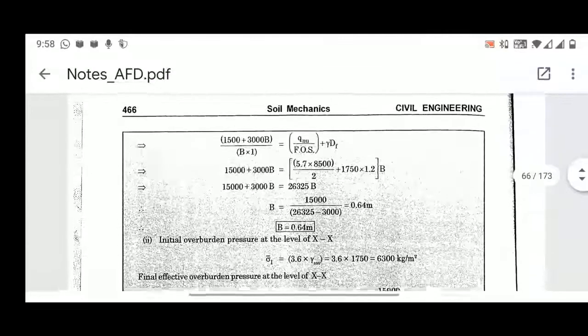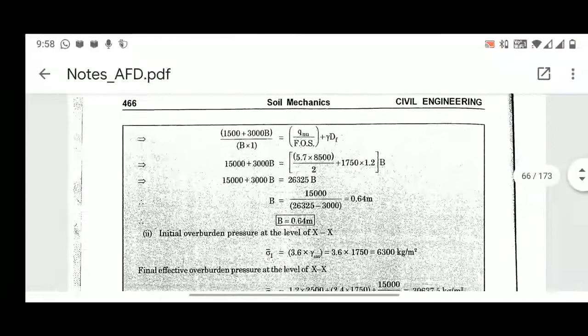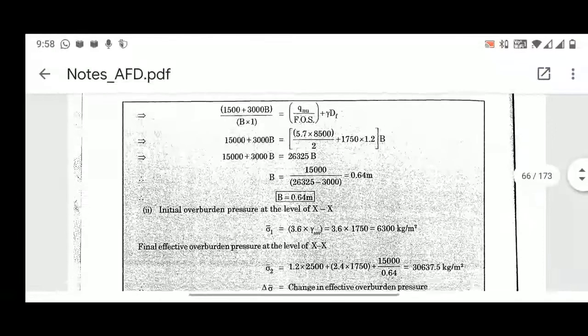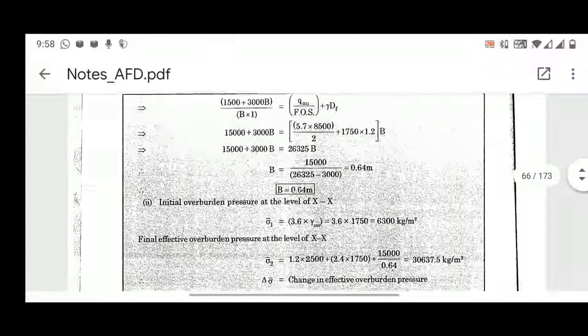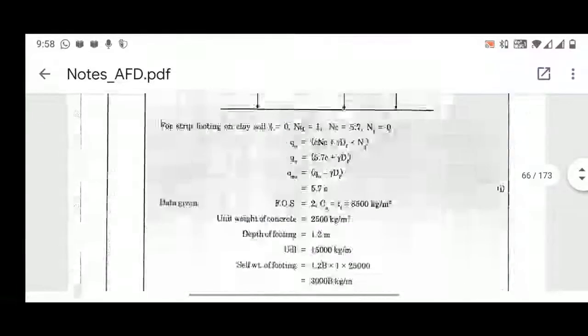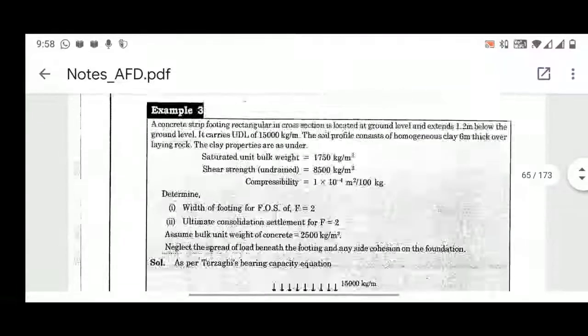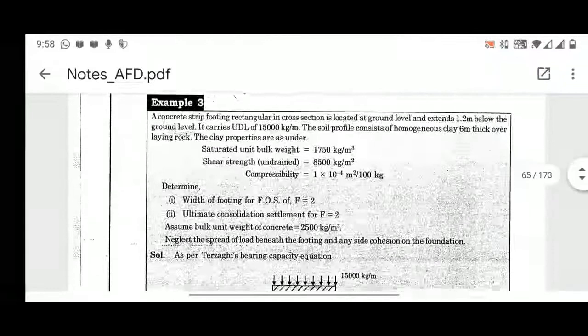Okay, so they have added gamma df inside the bracket. You can easily see it; I was confused about where this gamma df comes from. Now, the initial overburden pressure at the level. Now, what is the second question? The first problem, I think, is over. That is the width of footing you have to obtain. That is the B value.